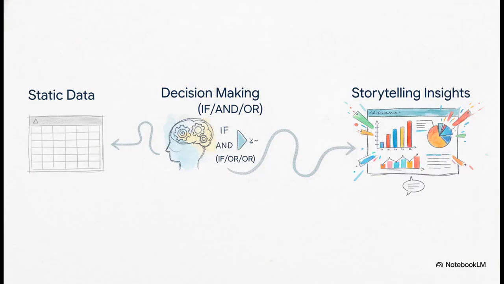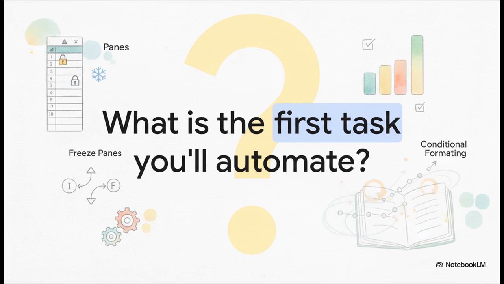So let's just recap the journey here. We went from a messy, static table to an organized, dynamic dashboard. We taught it how to handle both simple and complex logic, and then we made all those results visual and intuitive. You now have the skills to build a spreadsheet that really, truly works for you. And that brings us to the final, and maybe the most important question. Think about your own work. Think about those repetitive checks you do every single day. Now that you have these tools, freeze panes, IF functions, conditional formatting, what's the very first thing you're going to automate? What's the story that your data has just been waiting to tell you?